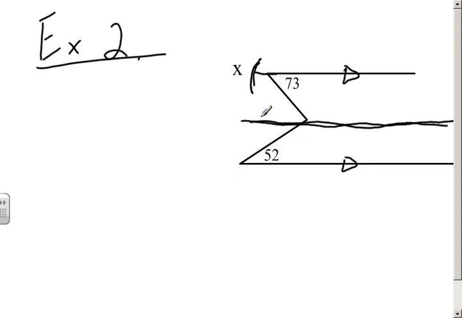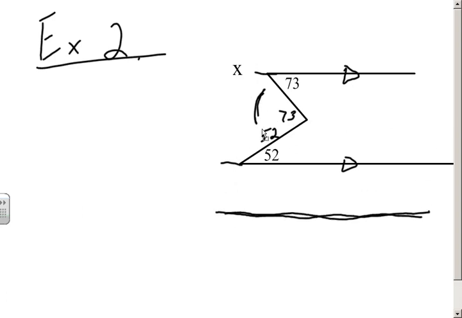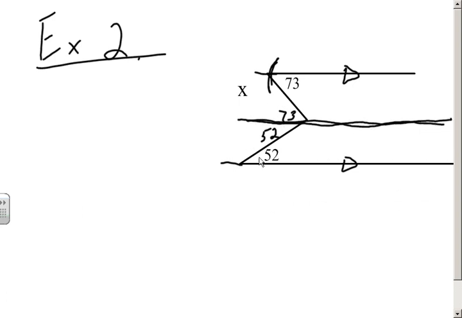And say, all right, these two are alternate interior angles, so that's 73 degrees. And these two are alternate interior angles, so this is 52 degrees. X, remember, was this whole thing. So what do we need to do with the 73 and the 52? We're going to add them together, and we have our value of x.